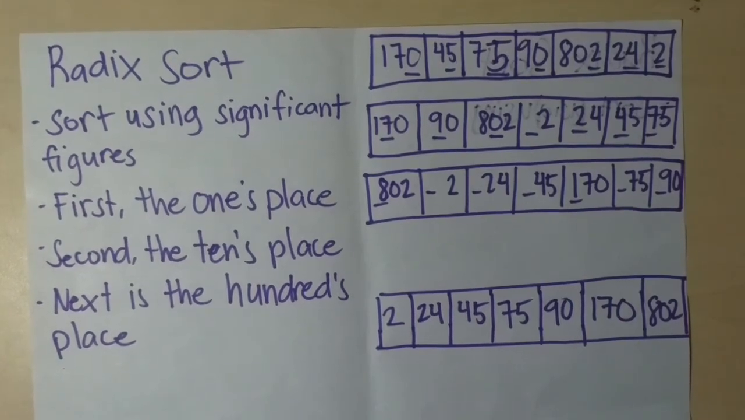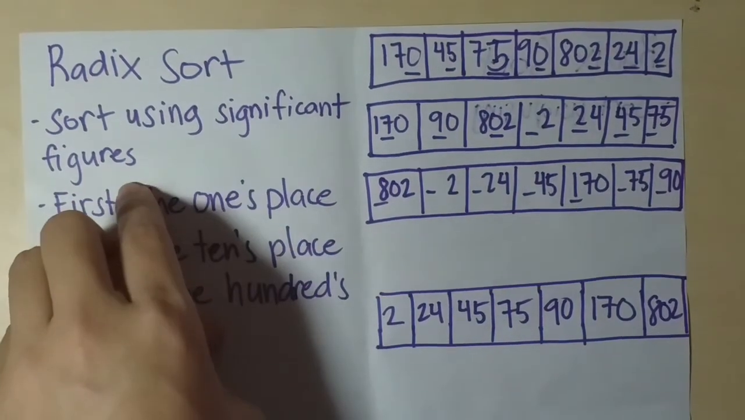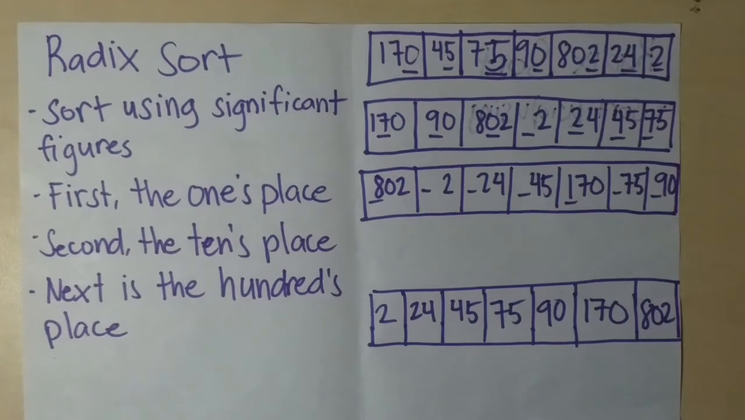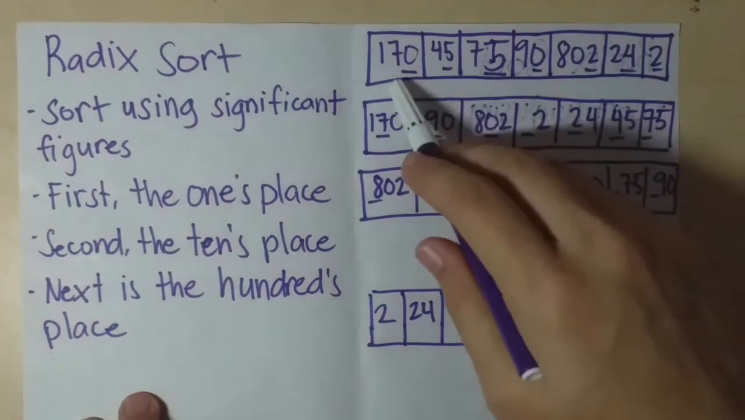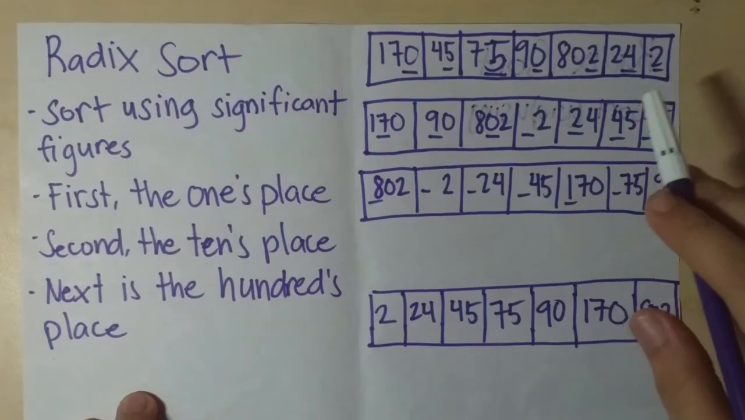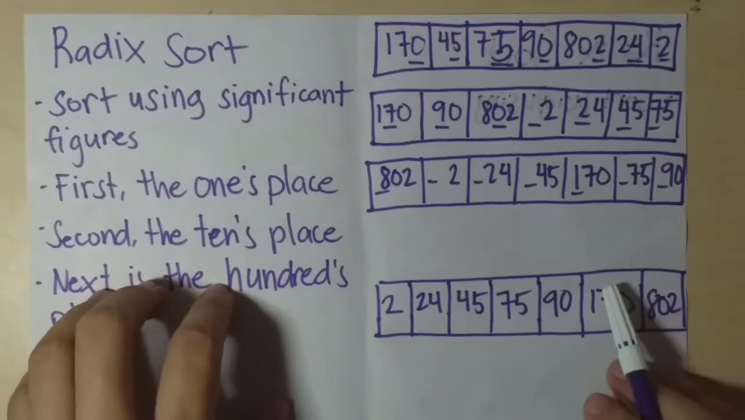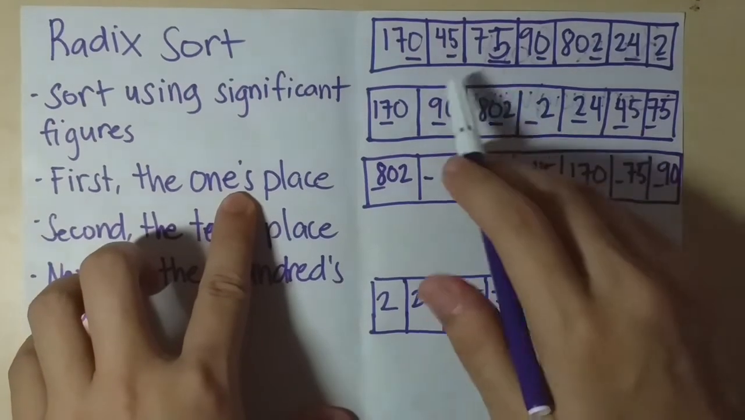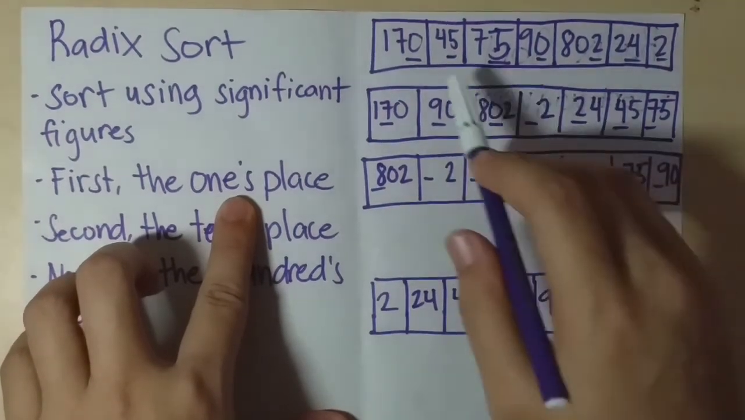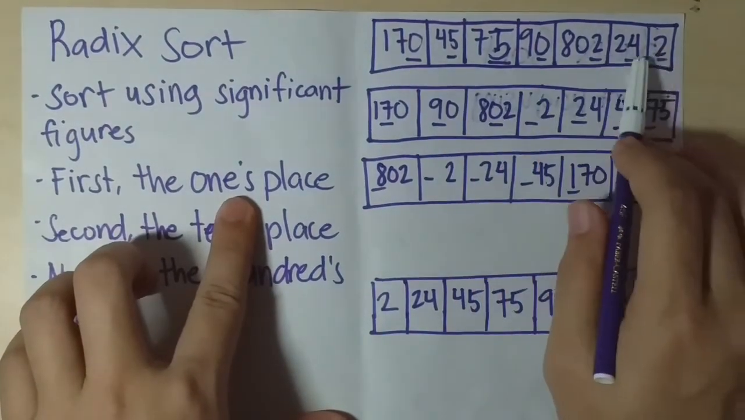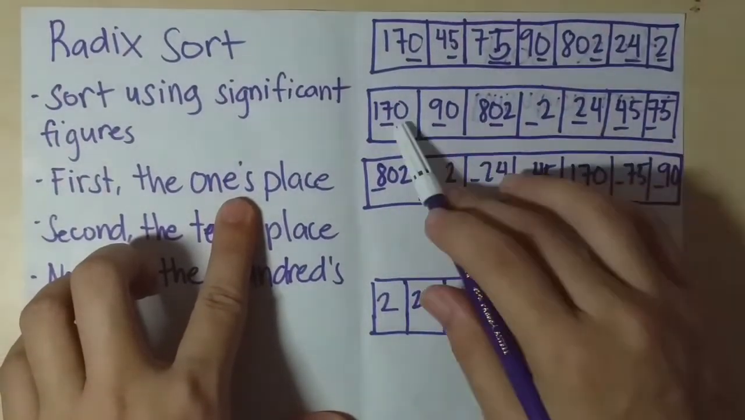Basically in Radix Sort, we sort the numbers using their significant figures, like the ones, tens, hundreds place, and so on. So in our example list of numbers right here, we will sort them by ones, tens, hundreds, thousands, etc. First, we sort them using the ones place. So it's right here, the underlined numbers. These are the numbers in ones place. So it's 0, 5, 5, 0, 2, 4, 2. And then next, this is the sorted ones place numbers.